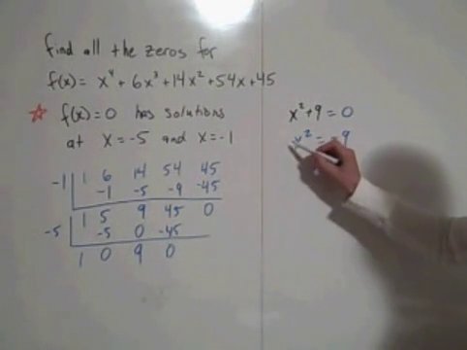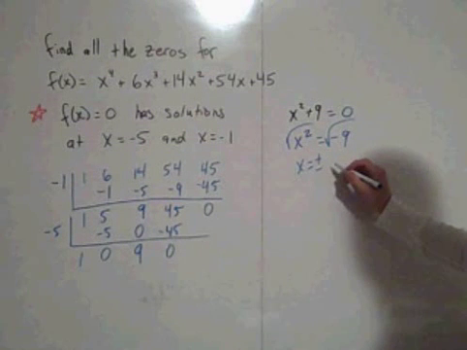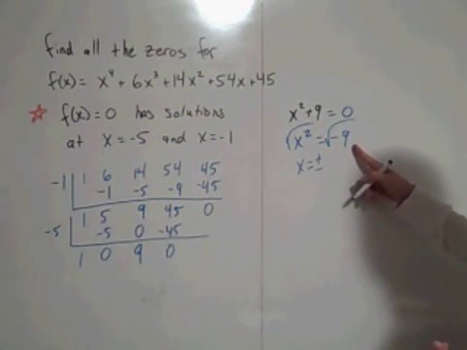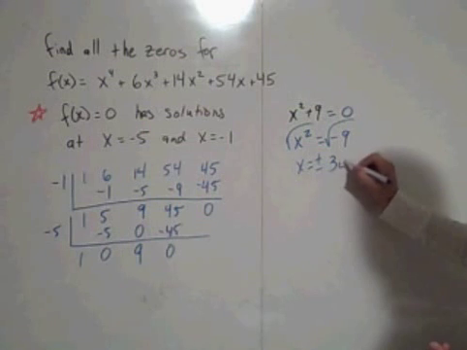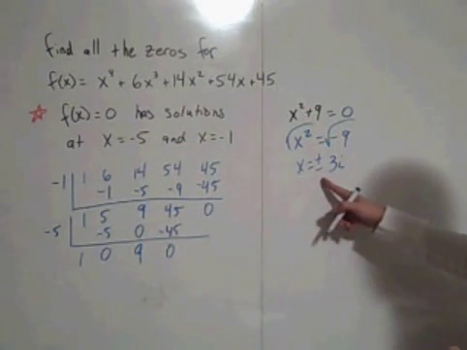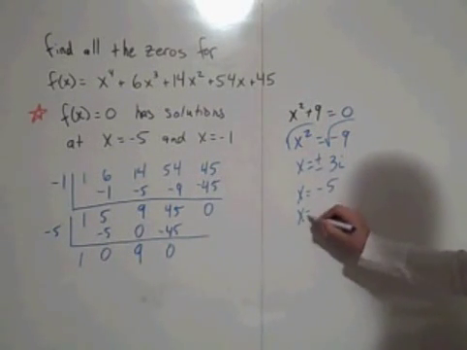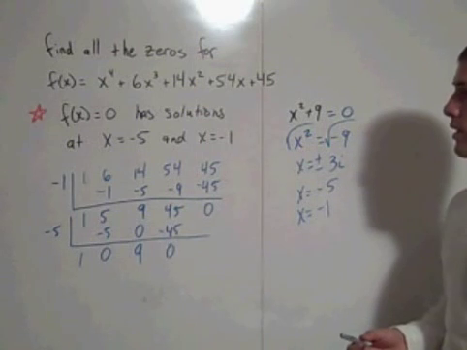Take the square root of both sides. X equals plus or minus the square root of negative 9, which is 3i. So those are our 4 solutions. Our 4 solutions are x equals plus or minus 3i, x equals negative 5, and x equals negative 1. So there you have it.